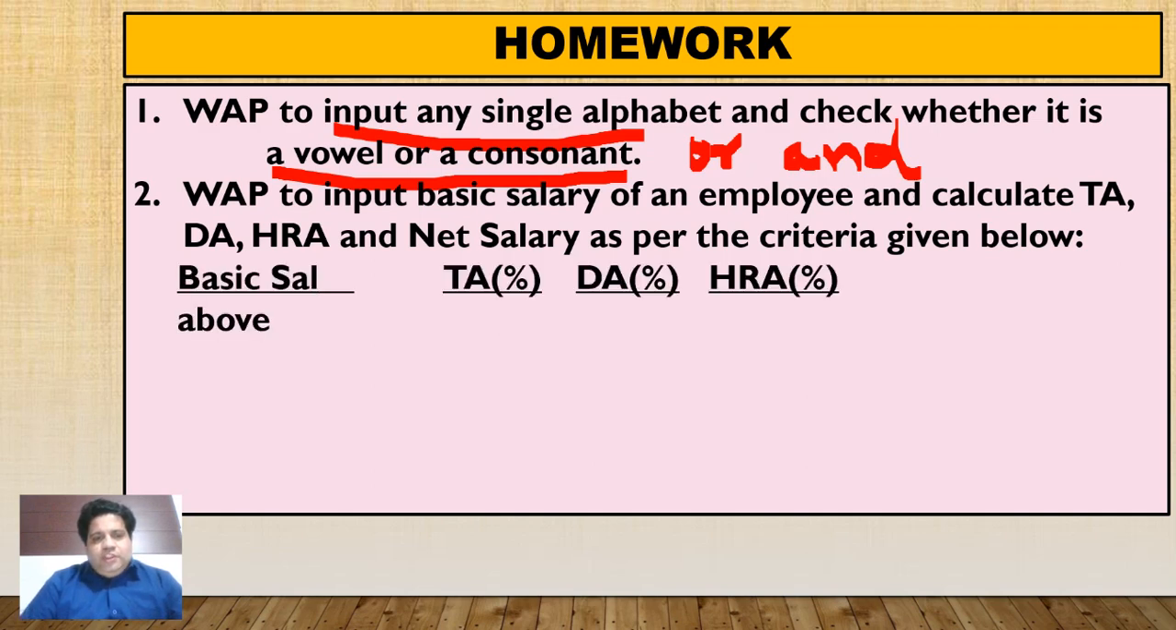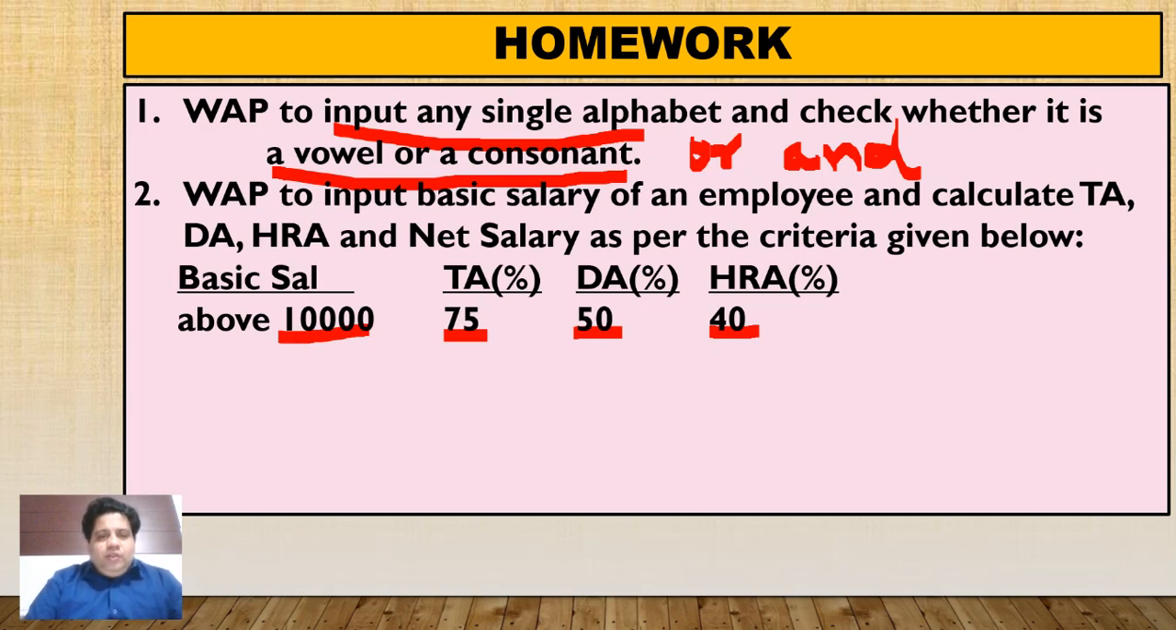Now see, this is basic salary, TA, DA, HRA. Now the first condition is if basic salary is above 10,000, then TA will be 75% of basic, DA will be 50% of basic, and HRA will be 40% of basic. It means in output you have to print TA, DA, HRA and net salary in rupees, not in percent.